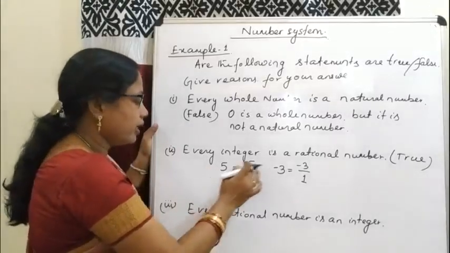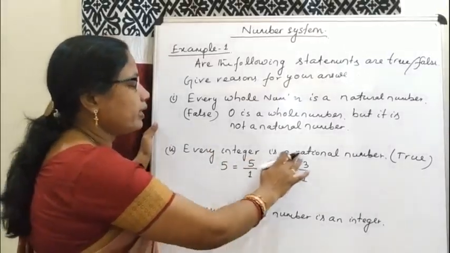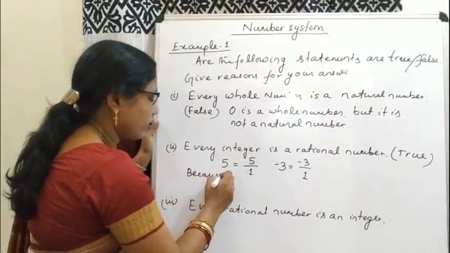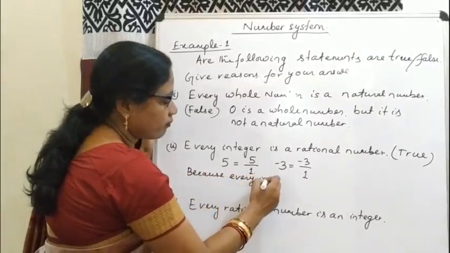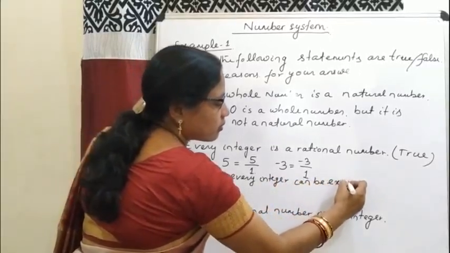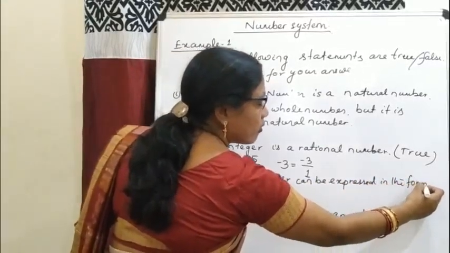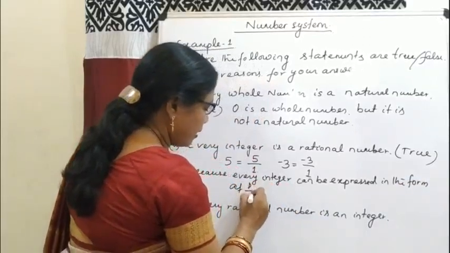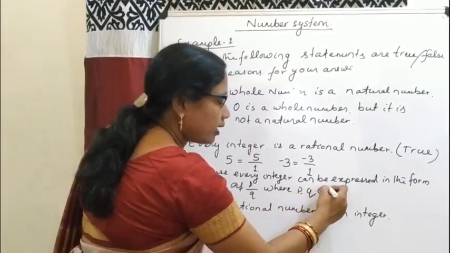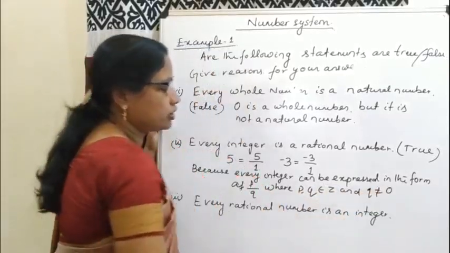So every integer can be expressed in the form of p by q. So every integer is a rational number because every integer can be expressed in the form of p by q, where p and q both are integers and q is not equal to 0.